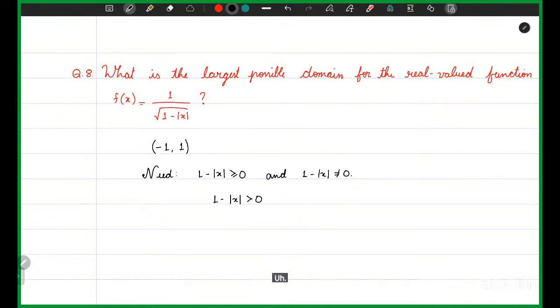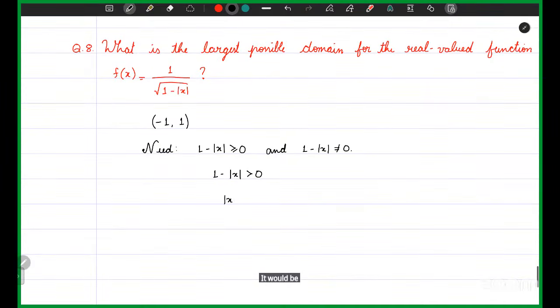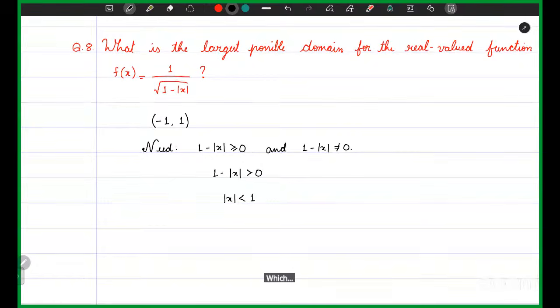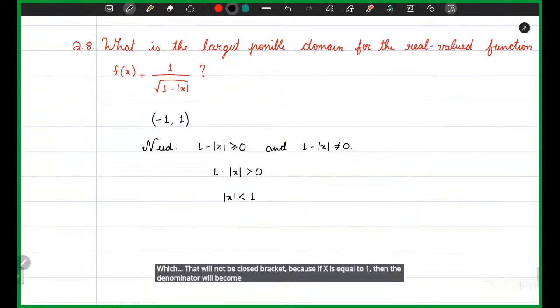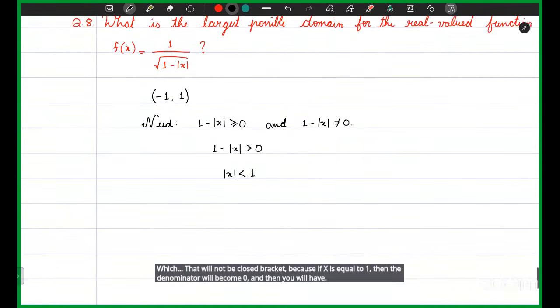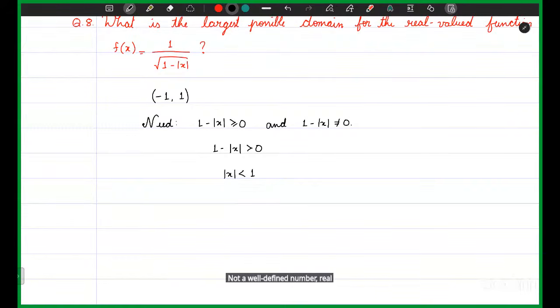It would be a closed bracket, sir. No, it will not be a closed bracket, because if x is equal to 1, then the denominator will become 0, and then you will not have a well-defined real number.